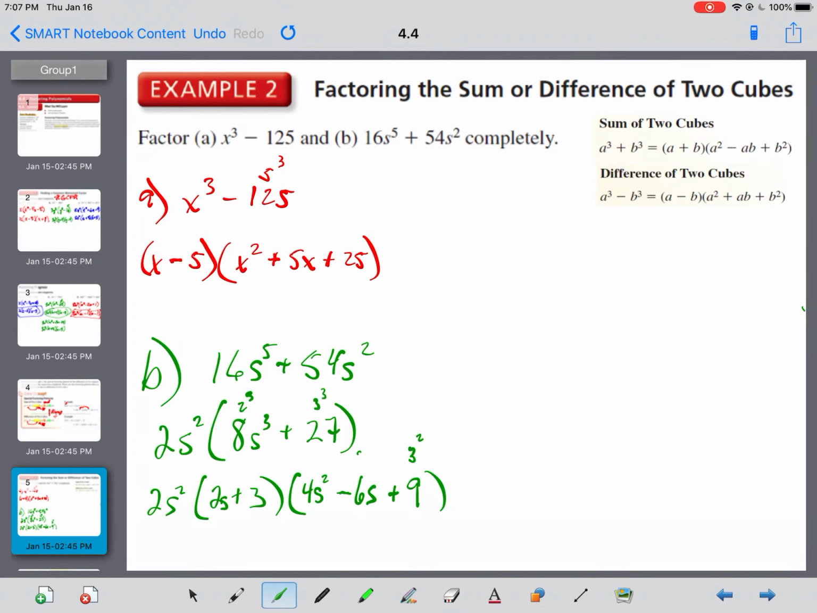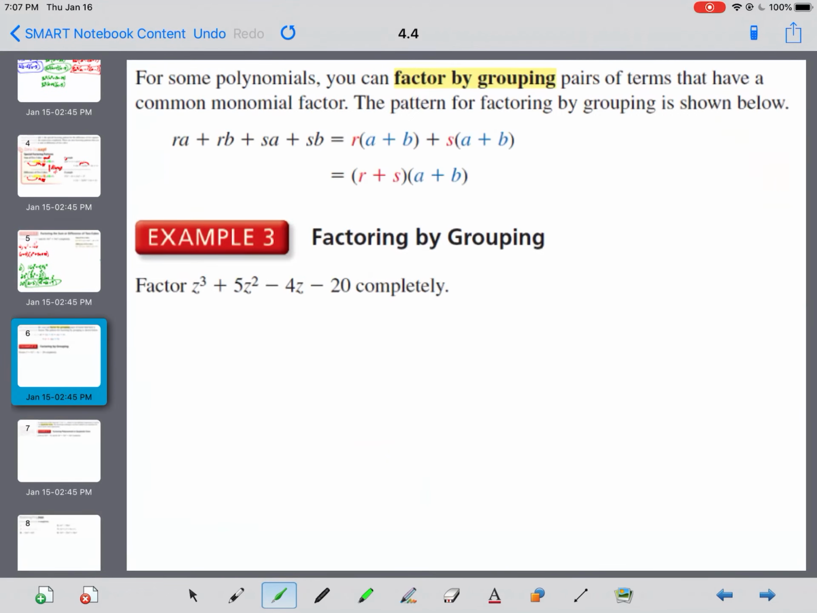So this was 3 squared. This is 2s times 3. This was 2s squared. And those were just by themselves. That would be my answer. Okay.